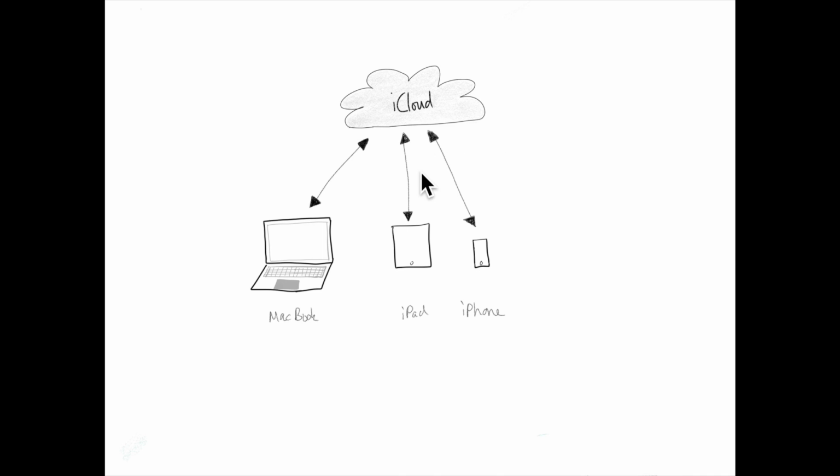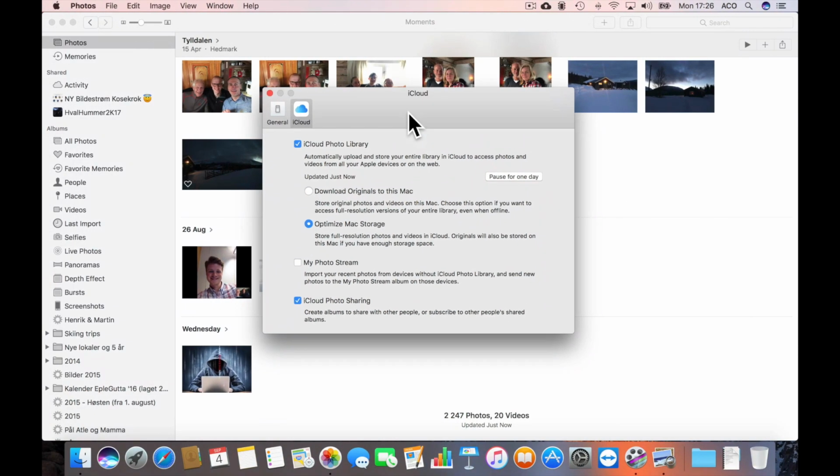So we basically have two different functions or things we can use iCloud for. Number one is the photo stream. If you see here in my settings, I have the iCloud photo library, but we also have my photo stream. And we also have iCloud photo sharing, but that's not too complicated. The real difference is between iCloud photo library and the photo stream.